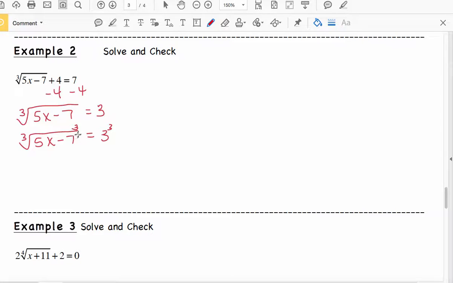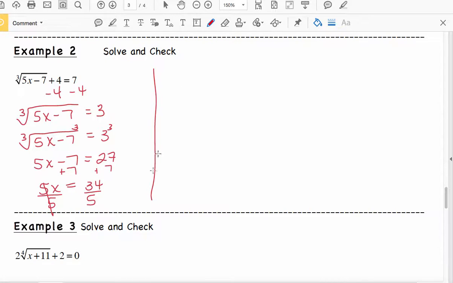Cubing this side is going to remove my cube root symbol, and the 5x minus 7 is going to drop down all by itself, and on the right side we get 27. And then I'm going to add 7, and I get 5x is equal to 34, and then I'm going to go ahead and divide both sides by 5, and then that is our answer.